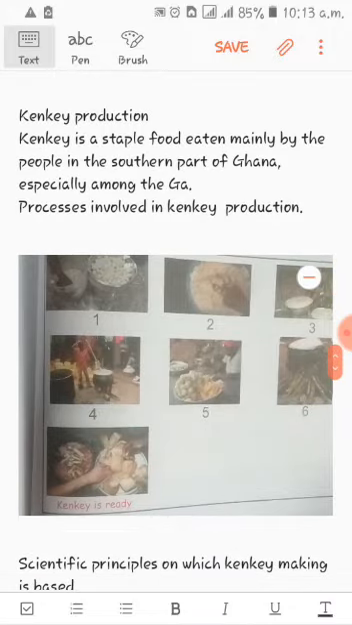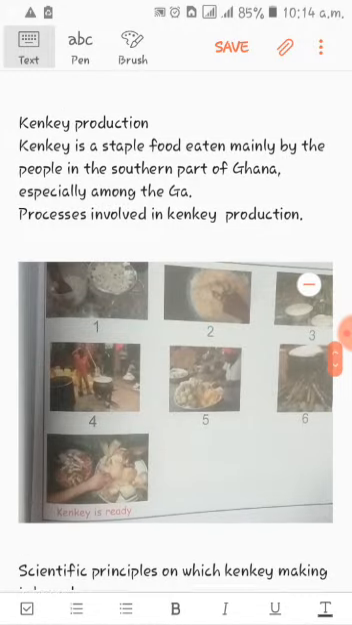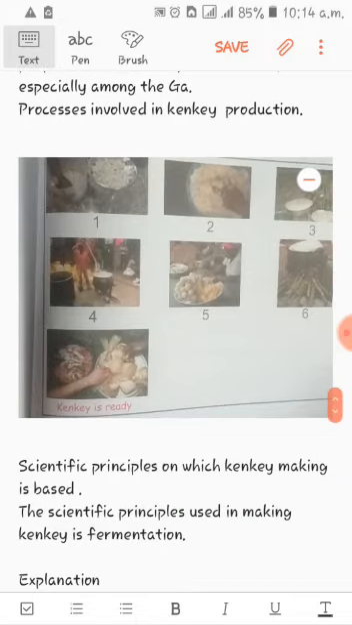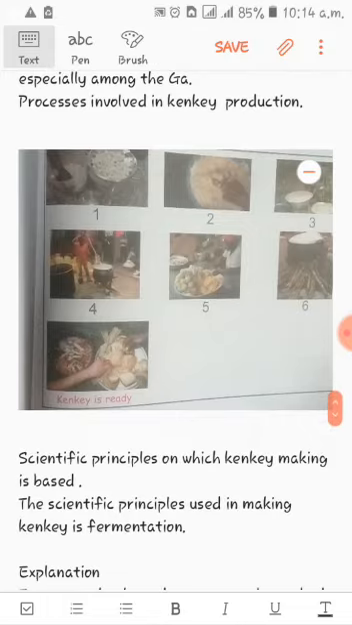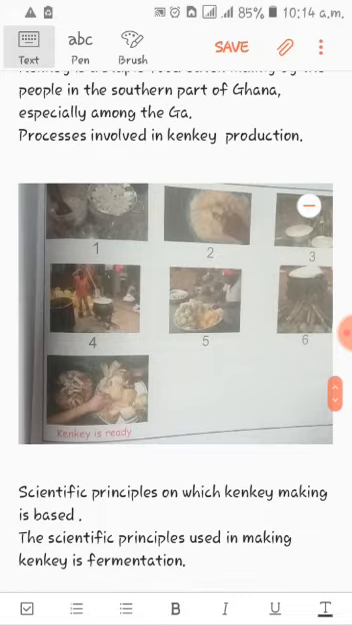Now, what is the scientific principle on which making kenke is based? The scientific principle used in making kenke is fermentation. Fermentation is when, even the kenke itself, when you put it down for 3 days, and you go and take it and mash it to drink, have you seen how you feel? You feel like you are a little drunk or as if you have taken some small alcohol. Yes. It means that major fermentation has taken place in the kenke.